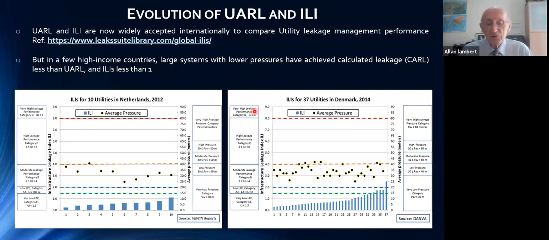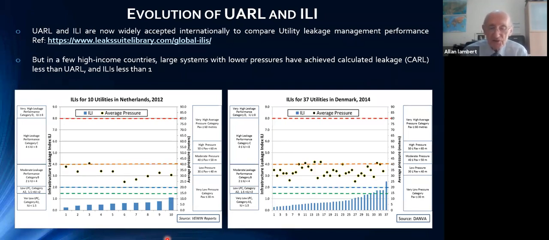The average pressures are shown as dots, and they're related to the right-hand vertical axes, with the pressure categories from very low, less than 30 meters, to very high, more than 80 meters. Now, we can see from that utilities in Netherlands and Denmark operate at around 25 to 45 meters pressure, and most have achieved ILIs less than 1. The Netherlands data is for utilities with 200,000 to 2.6 million service connections, and the Danish range is 4,000 to 50,000 connections.